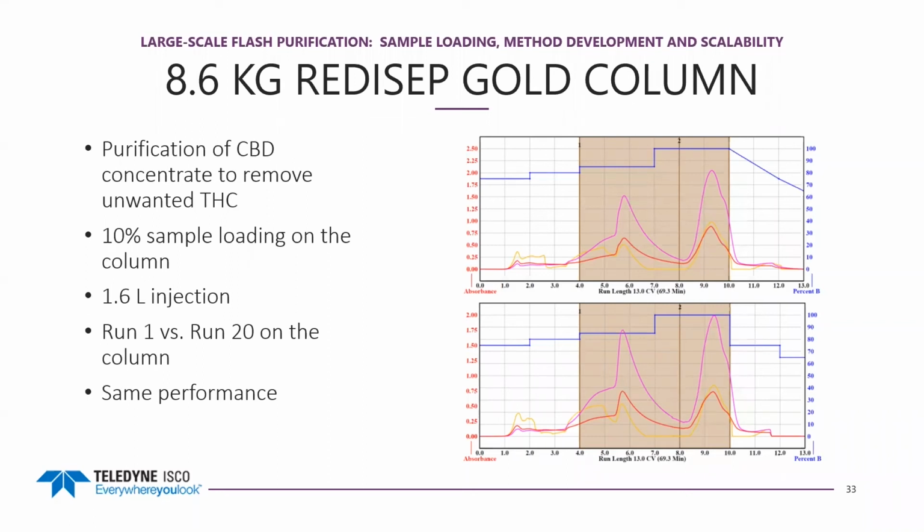They're loading 1.6 liters of sample onto this column per run. And this would be run 1 versus run 20 there. You can see that the performance of the column is still satisfactory where they're doing multiple runs. They're removing that final peak, that THC peak, from their CBD mixture so that it's compliant, and the column is performing very well. And they're using the solvent selection valve to be able to do this process over multiple runs and multiple injections.